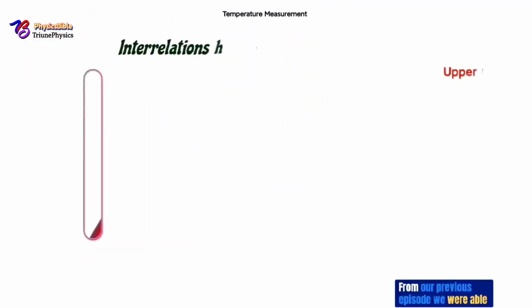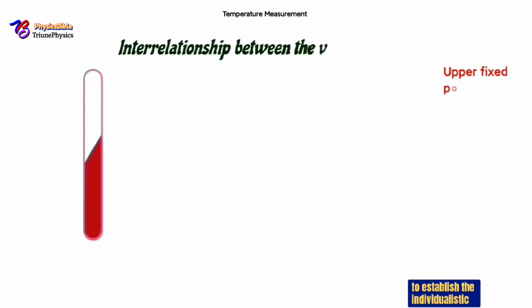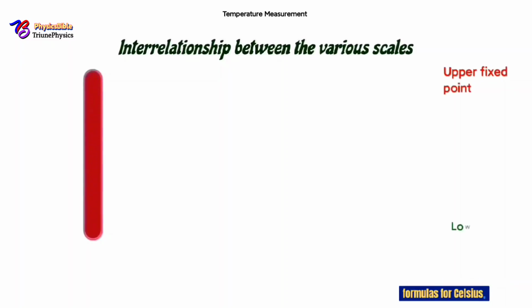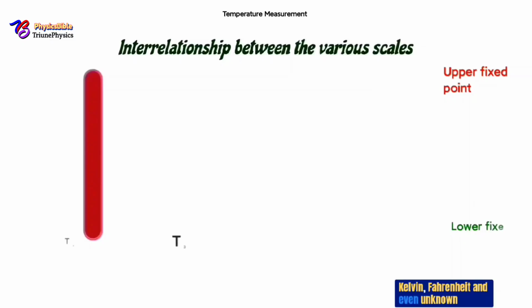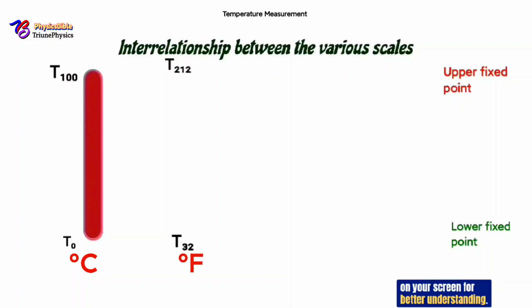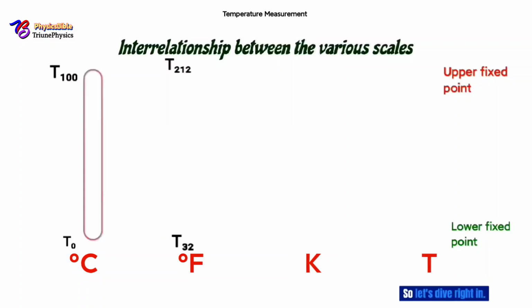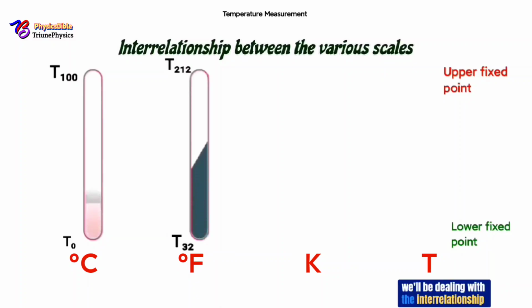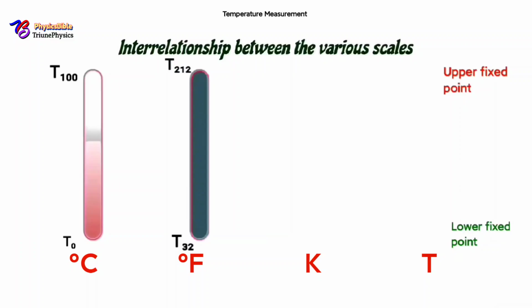From our previous episode, we were able to establish the individual formulas for Celsius, Kelvin, Fahrenheit, and even an unknown thermometer. Please refer to the link displayed on your screen for better understanding. If you know that you've missed that episode, please check it for better understanding. So let's dive right in. In today's episode, we'll be dealing with the interrelationship between the various scales.